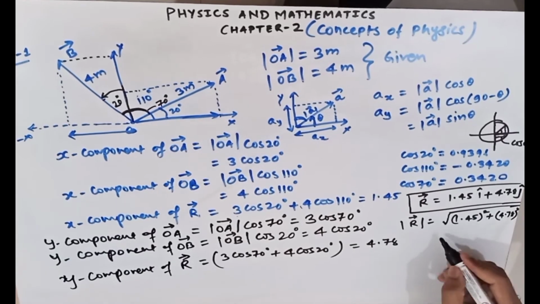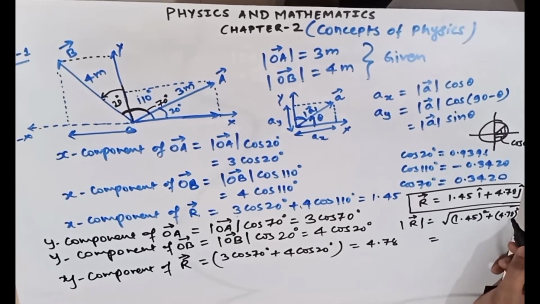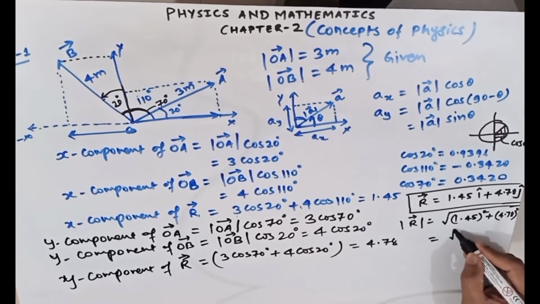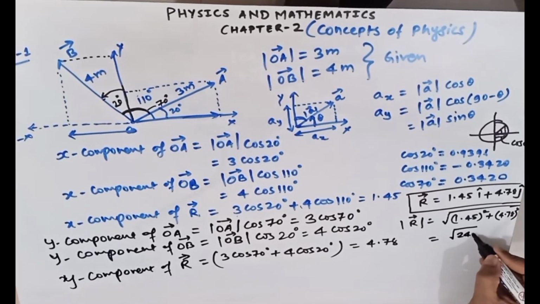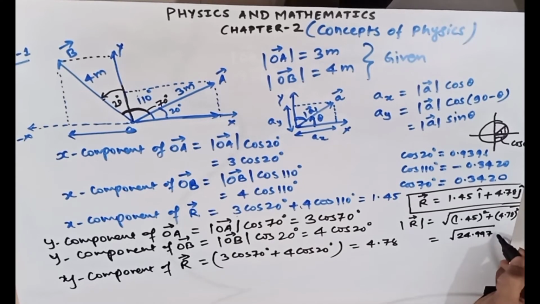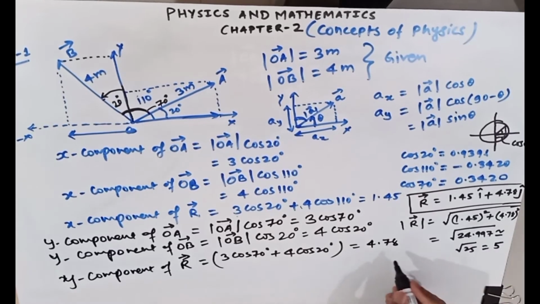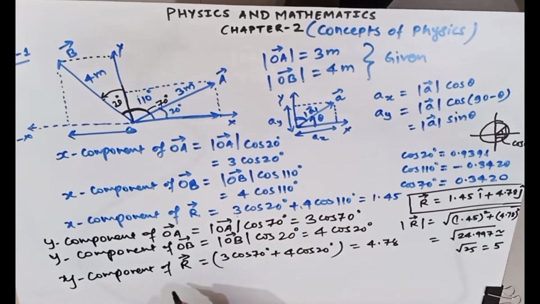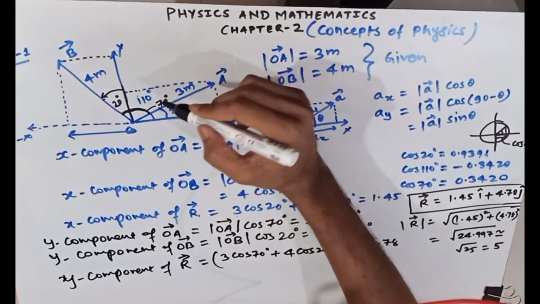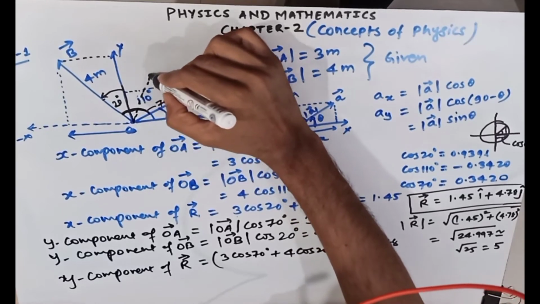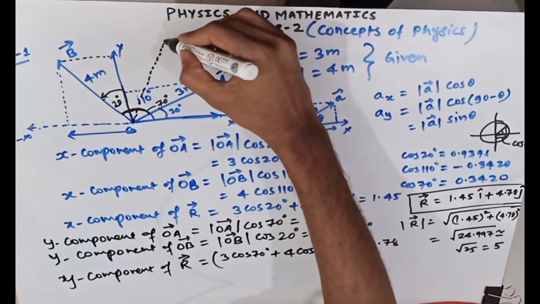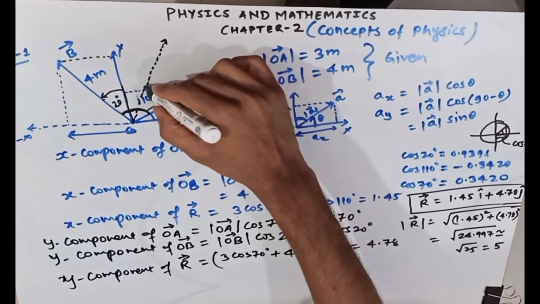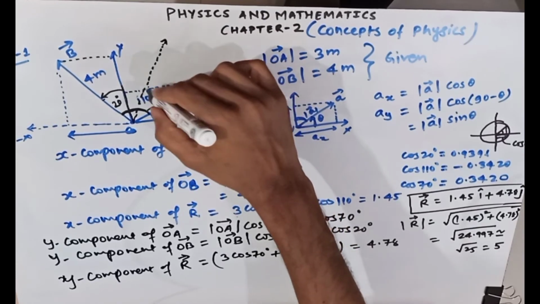Okay, so if we square it and sum it, this value would be 24.997. So approximately this can be written as 25, and the square root of 25 is 5. Now we know the magnitude of this resultant vector. Now we need to calculate the angle which will be made by that resultant vector with the x-axis. So we need to find the angle this resultant vector will be making with the x-axis.